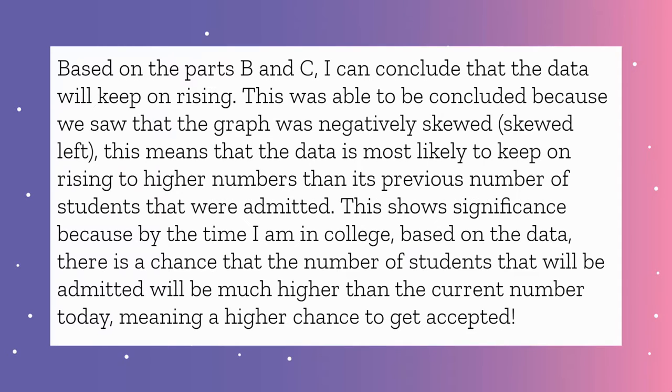Based on parts B and C, I can conclude that the data will keep on rising. This was able to be concluded because we saw that the graph was negatively skewed. This means that the data is most likely to keep on rising to higher numbers than its previous numbers of students that were admitted. This shows significance because by the time I am applying for this college, based on the data, there is a higher chance that the number of students will be admitted will be much higher than the current number today, meaning a higher chance to get accepted.